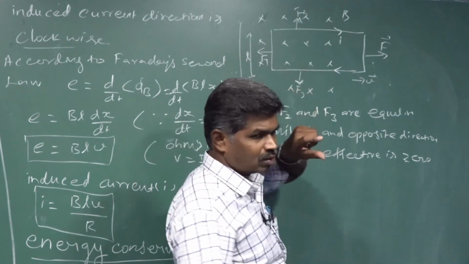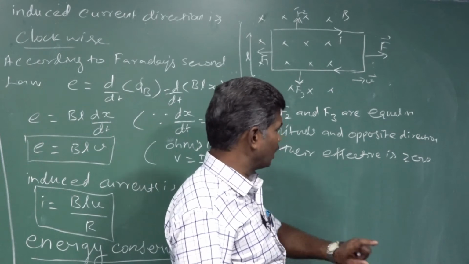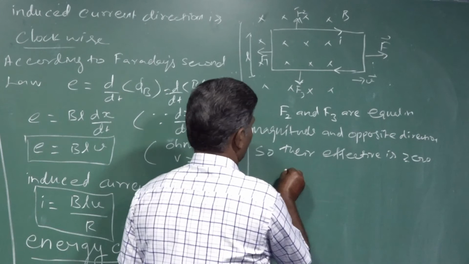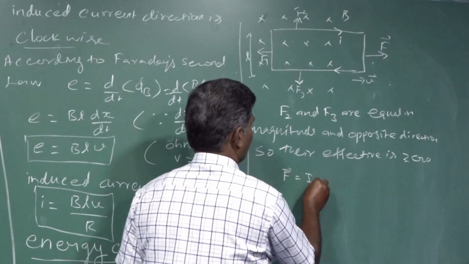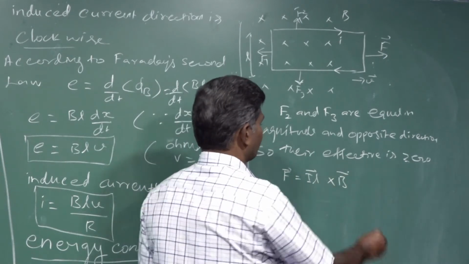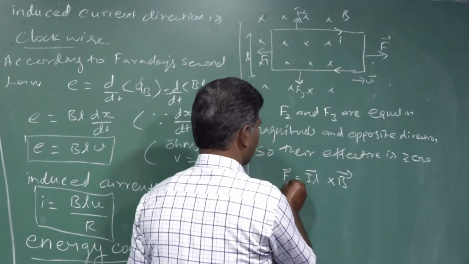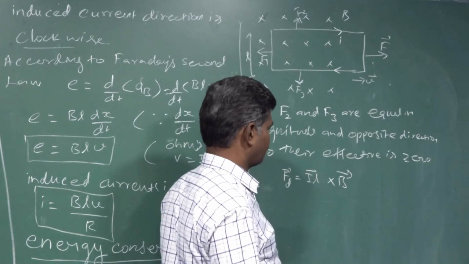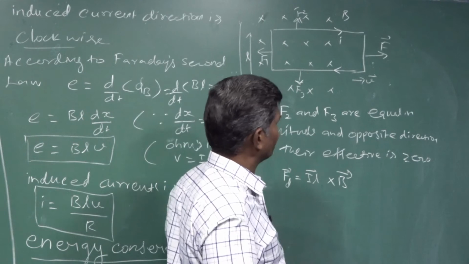That magnetic force is nothing but the magnetic Lorentz force. We know the magnetic Lorentz force, that is F vector is equal to IL vector cross B vector. This is the general formula for the magnetic Lorentz force. If it is taken as a deflecting force, FD vector is equal to IL vector cross B vector. Based on this formula, we will find F1.